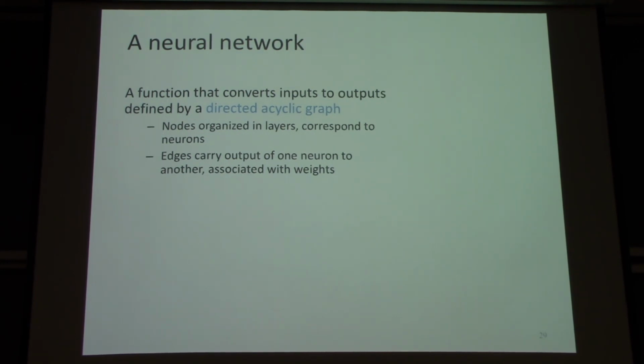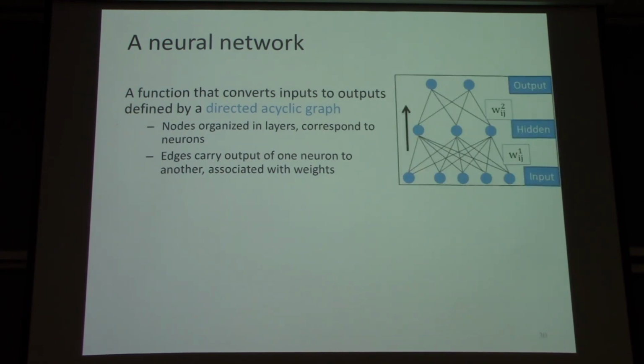Every node corresponds to a neuron. The edges carry information from one node to another, and every edge is associated with a weight. When a number goes from one node to another along an edge, it gets multiplied by the weight. Usually it's drawn in these kinds of pictures. There's an input, and the arrows show the direction, and the notation that I will use for every weight: this is I and this is J. In the second layer, this is the weight associated with the edge from I to J.